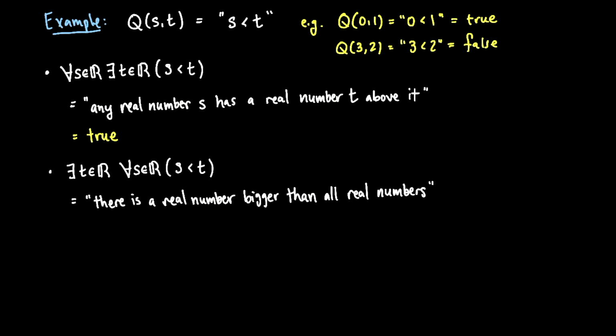Okay, and obviously that's nonsense. There's no way that there's one number that's bigger than all of them. There's infinitely many real numbers, and none of them is the biggest one. So this statement's actually false.